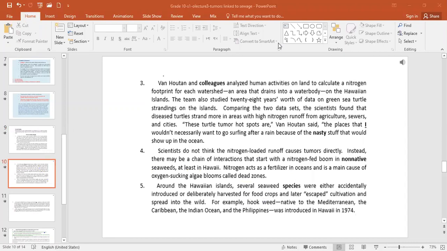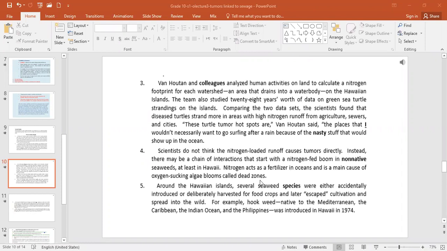How did this nitrogen affect the turtles? Nitrogen helped in flourishing the seaweeds that turtles feed on, and when they consume those seaweeds, the nitrogen changes into arginine, and then it generates the tumors by the herpes virus. Okay, thank you.